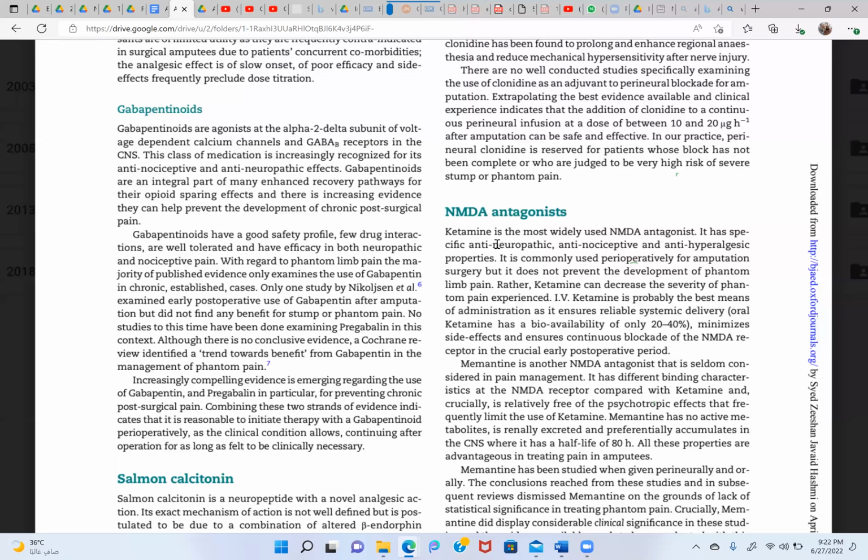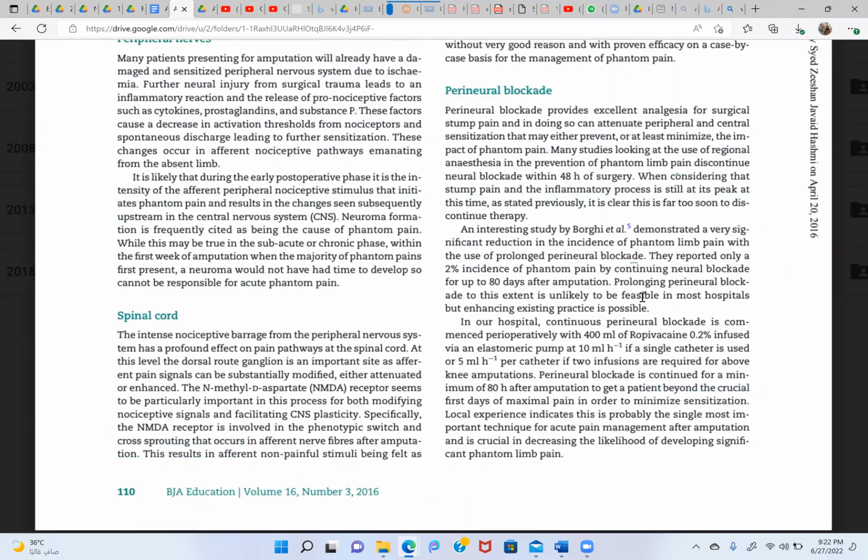NMDA receptor antagonist, that's what I read in the morning here. Anti-neuropathic, anti-nociceptive, anti-hyperalgesic. This is the role of ketamine via NMDA receptor antagonism. If the side effects which occur when you are giving a high dose are removed, ketamine is a wonderful medication. I love ketamine. I use it in every patient, even in whatever contraindication is written in the books. Of course, you cannot say that in the exam, but practically, low dose ketamine is like magic. Anyways, I think that's enough for this topic.